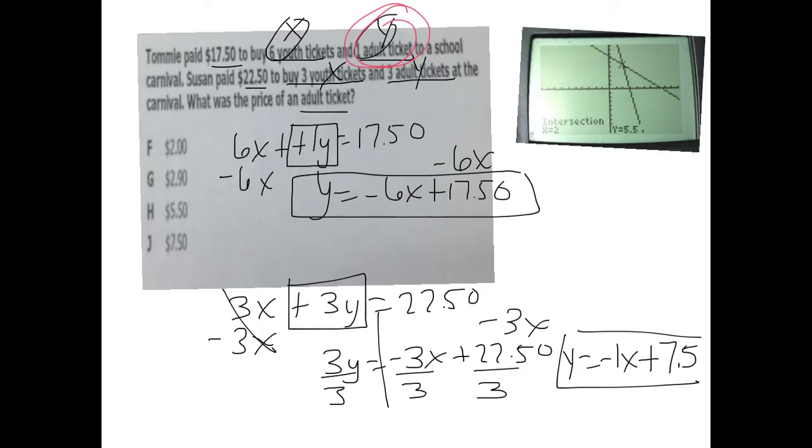Okay. I put both those into the calculator and hit graph. Then I do second trace, number 5 for an intersection, and this is the picture that I get. X is 2, Y is 5.5. I was looking for the Y, so my answer is $5.50.